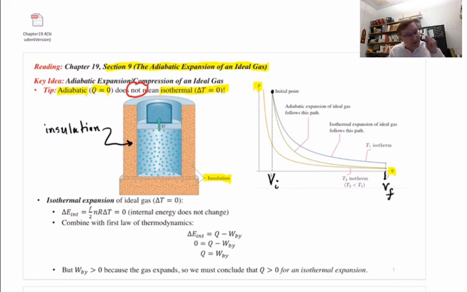Now actually first, I want to talk about an isothermal expansion. Remember, I'm going to contrast these two. So let's first talk about an isothermal expansion for an ideal gas. And again, isothermal means delta T equals 0. What are the consequences of that?